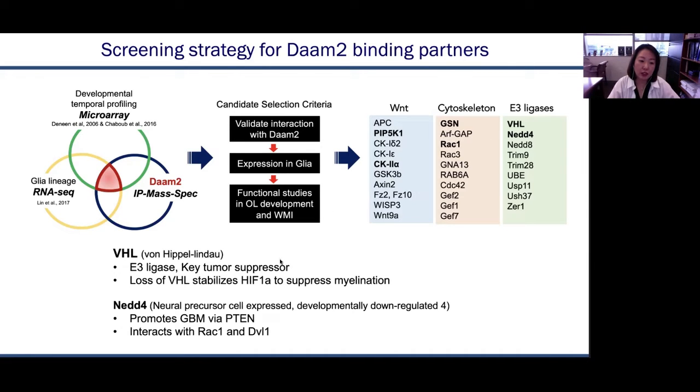Those two E3 ligases are very interesting. First, VHL is a very important and critical tumor suppressor. And VHL function, its downstream HIF-1 alpha, is very well established in many cancers. But how VHL is regulated by upstream regulation is pretty much unknown. And another E3 ligase, NEDD4, which I will share with you more later, is known to interact with SMARCB1-based RET1 and another Wnt component, DVL1. And they also have a known function in cancer, but no one knows their function in myelination. So we targeted those two.